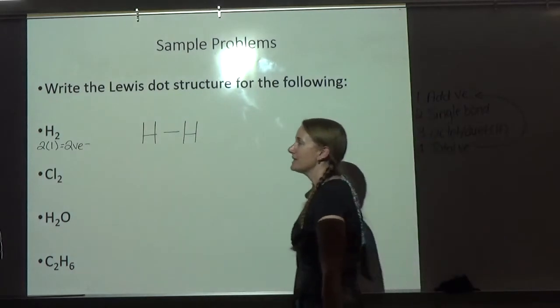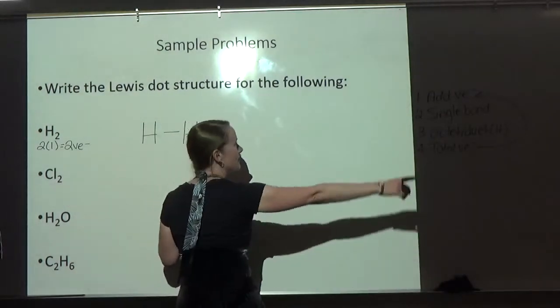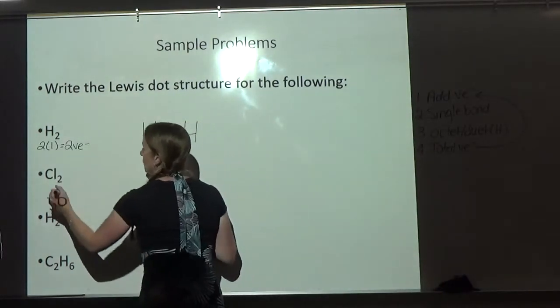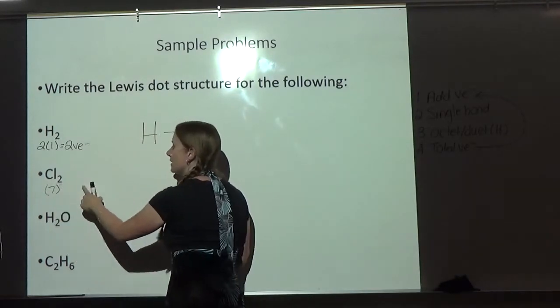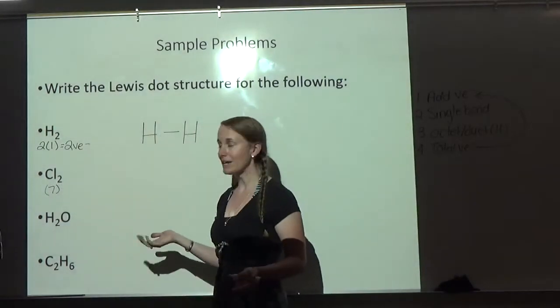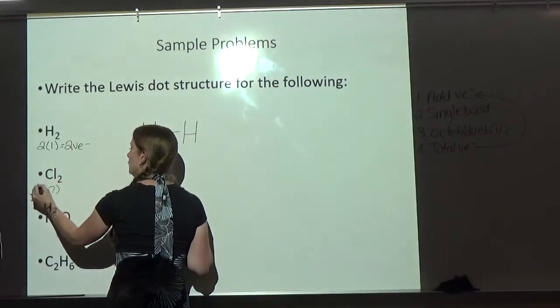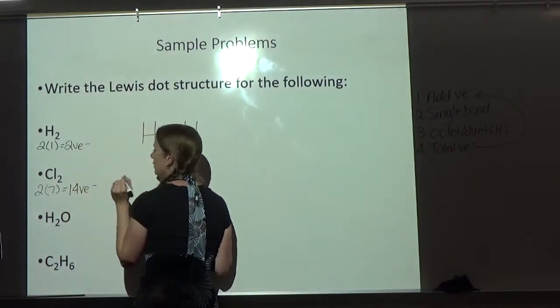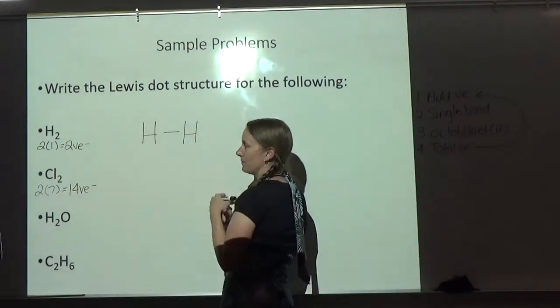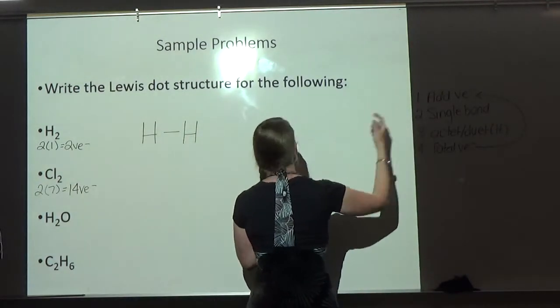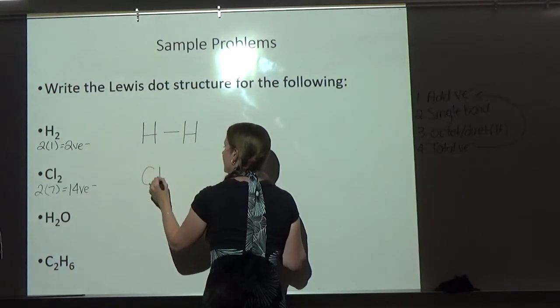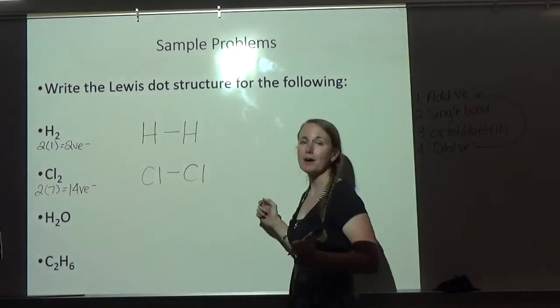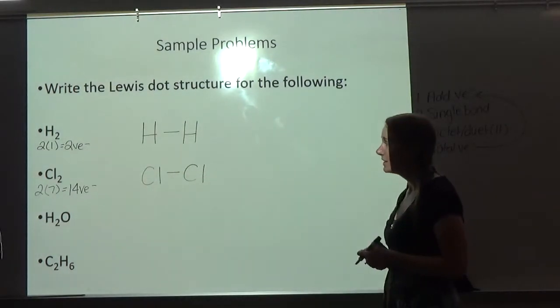All right, so here we have Cl2. So our first step is add our valence electrons. Well, if you look at the periodic table, Cl is in group 17, so it has 7 valence electrons. But I have 2 of them, so I'm going to multiply it by 2, and so I've got 14 valence electrons that I can put in my structure. Step 2 is single bond, everybody. Well, it's just Cl and Cl, so again, this is really my only option on how to bond them.